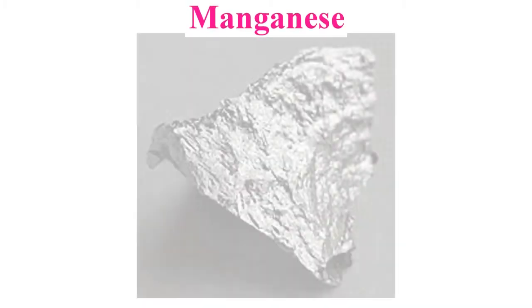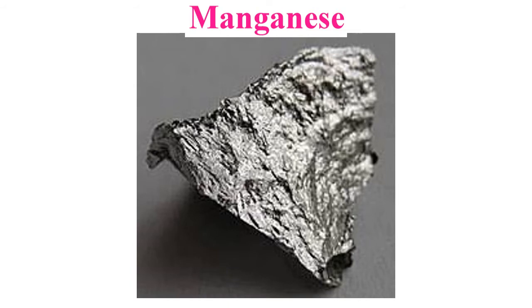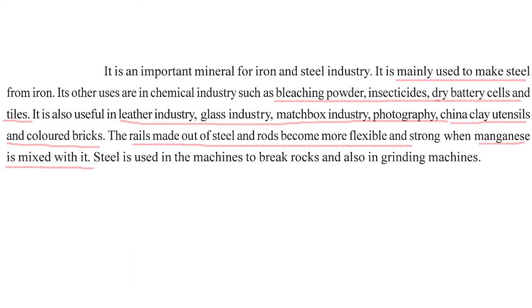Manganese. This is how the manganese ore looks like. It is a very important mineral for the iron and steel industry. The reason being, it is used to make steel from iron. That means manganese is used to convert iron into steel.